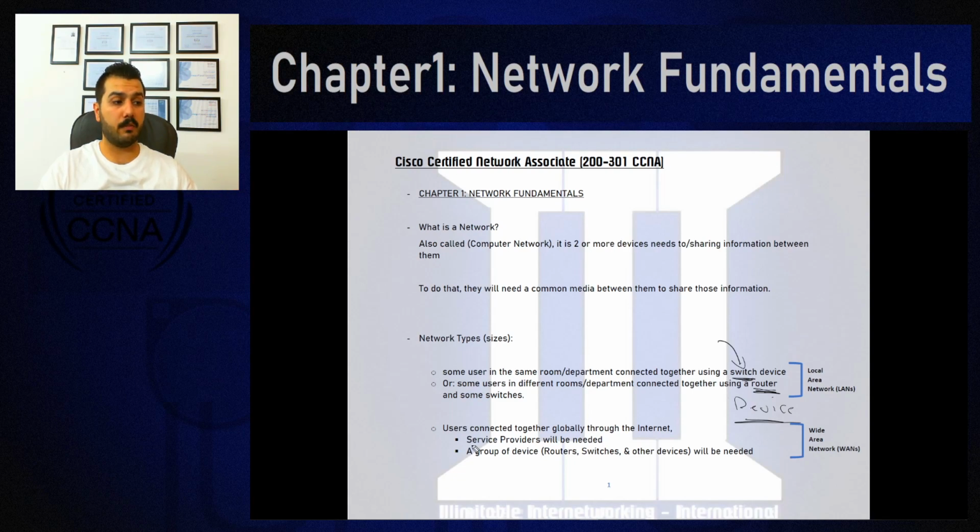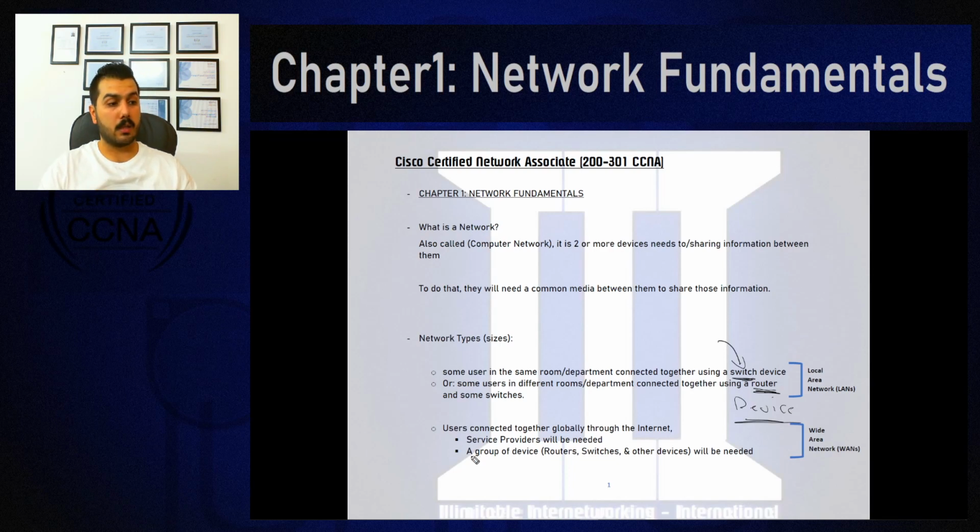Service providers will be needed, because the common media helping these users to be connected through WANs will be the service providers. Service providers are large companies that connect multiple users, multiple customers and small companies together through the internet, and might also connect them together locally and give them a feed from the internet.